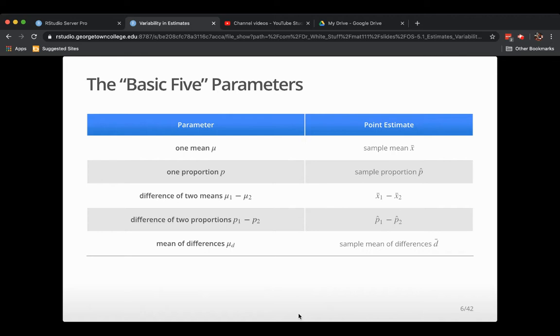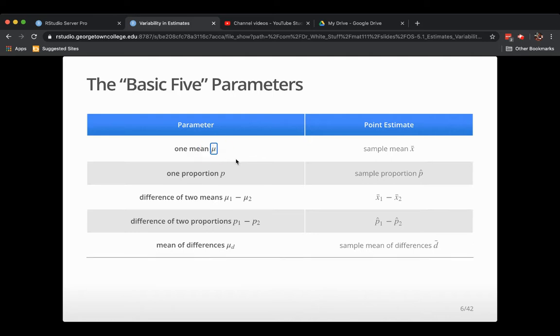There are 5 basic parameters and correspondingly 5 statistics, 5 point estimates for those parameters. If you've got one population in mind, you might be interested in the mean of that population. The corresponding point estimate is the sample mean of that sample from the population.